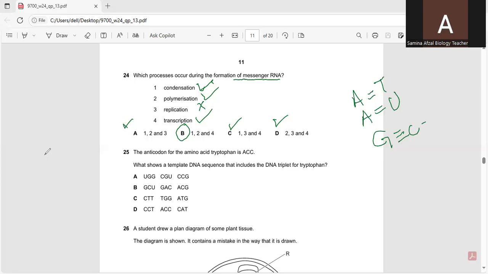So messenger RNA codon to template DNA triplet. The messenger RNA codon is transcribed from the triplet DNA strand. So therefore the messenger RNA codon is complementary to the template DNA triplet. So given messenger RNA codon, uracil, guanine, guanine, this whole cannot contain A, C, C. So it cannot be part of the anticodon for the amino acid tryptophan.